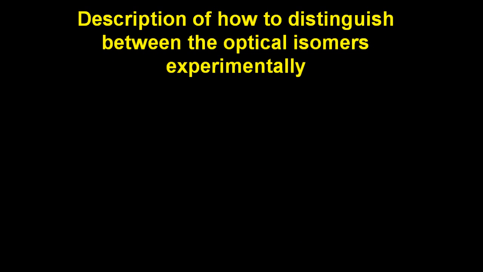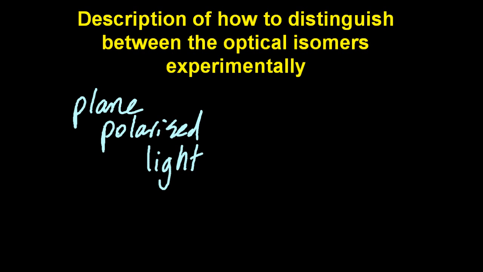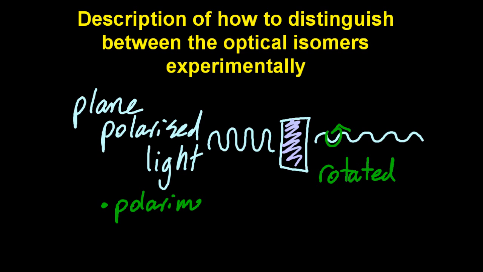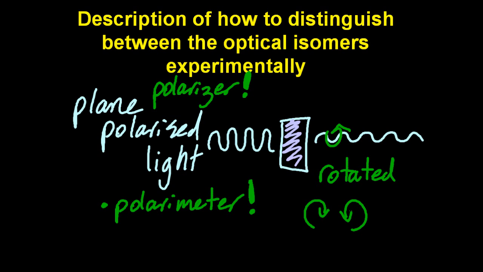How can I distinguish between the optical isomers experimentally? Well, the crystals slant different ways, but that isn't the answer that they want. Plane polarized light. What makes that? A polarizer. Okay, shine it through your sample, and if the plane of the polarized light is rotated, then you have indeed an enantiomer in there. A polarimeter will measure the rotation of plane polarized light. And if you forget to say plane, it will be wrong, because other sorts of polarization are available.